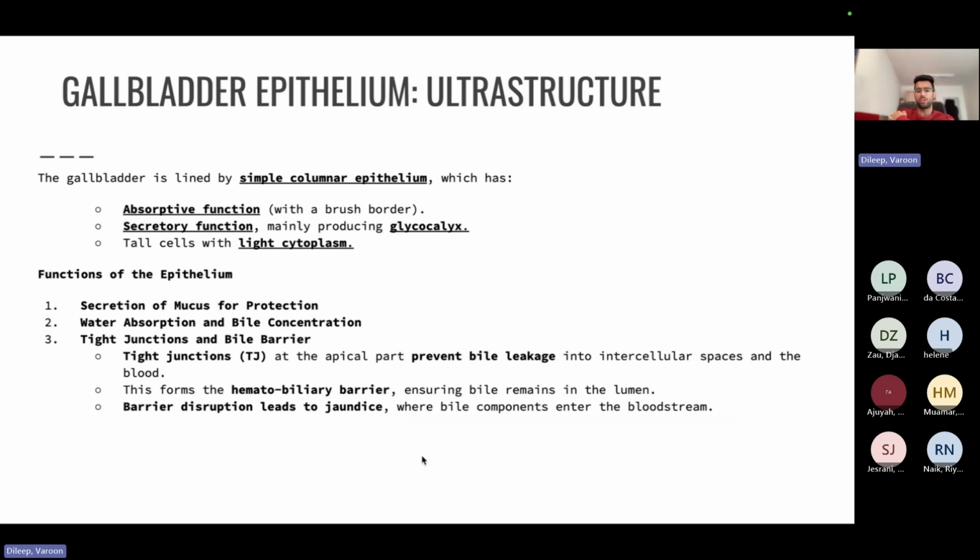Now, simply, jaundice is basically a condition where your skin, mucous membranes, and eyes turn yellow because of a buildup of bilirubin inside the body.